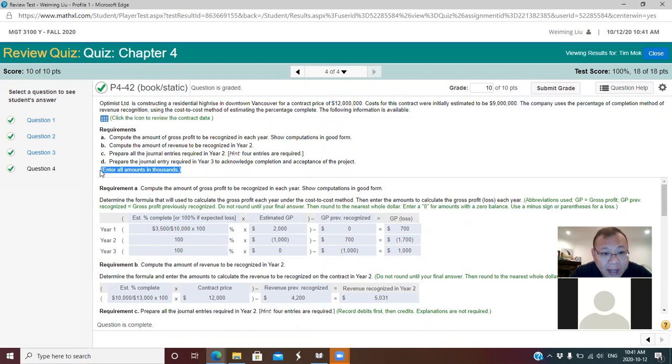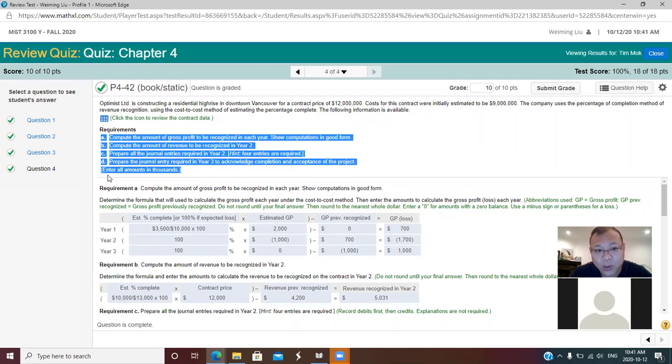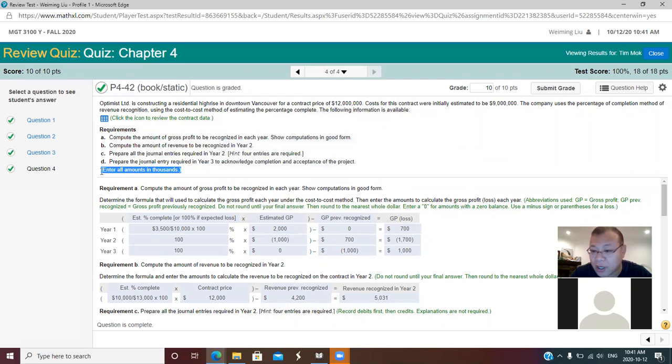Did you see here, enter all amounts in thousands? So that's why I didn't. Make sure you read the question. A lesson you learn. Make sure you don't do it again in the midterm. The lesson you learn is you want to make sure you read the question very carefully, right? The question is clear that you enter all amounts in thousands, right?